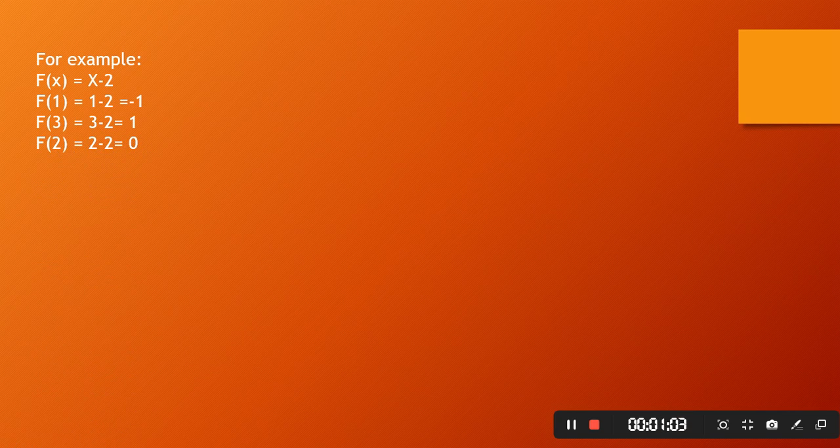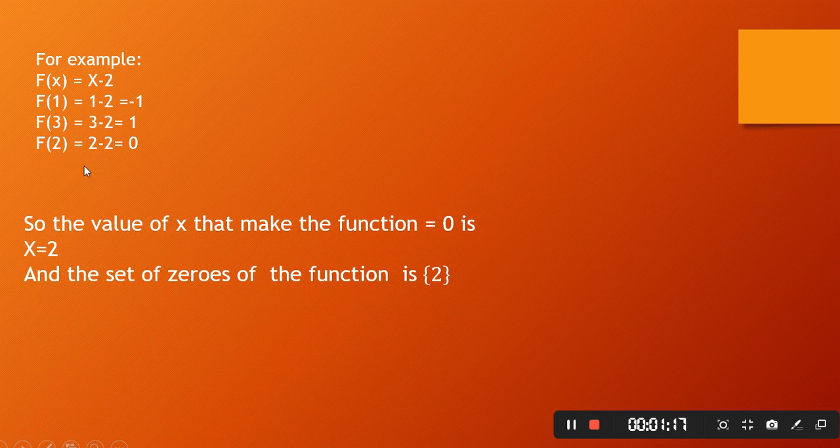Now, which value for x makes the function equal 0? Yes, excellent. 2. So the set of 2 means the set of zeros of this function, and it's written as Z of f equal the set of 2. Z means the set of zeros of the function f, which make it equal 0.